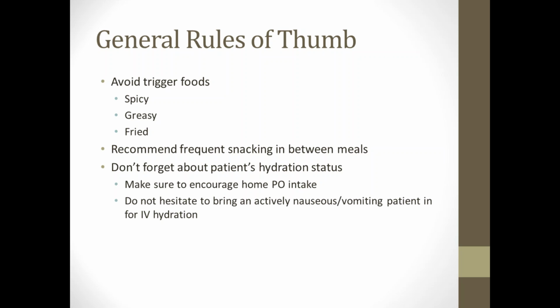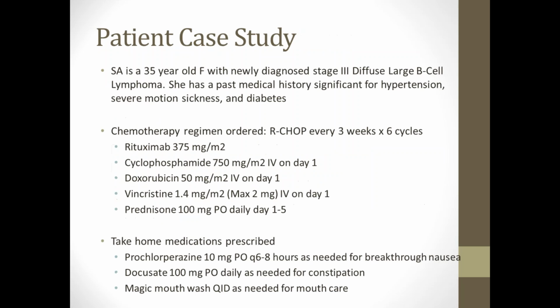And then another key thing is you don't want to forget about the patient's hydration status. If you're vomiting multiple times a day, you're losing fluid. And these are sick patients. They may forget or may be too weak to drink. You want to always encourage adequate PO intake in your patients. And if it's just, again, the runaway freight train, out of control, can't be managed at home, do not hesitate to bring the patient into the clinic for IV fluid administration.